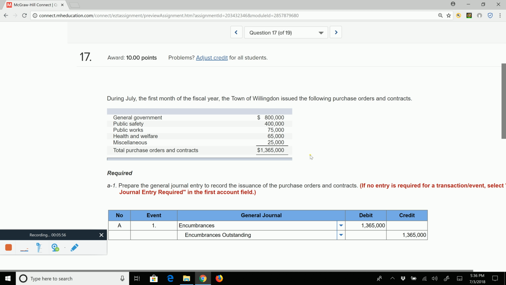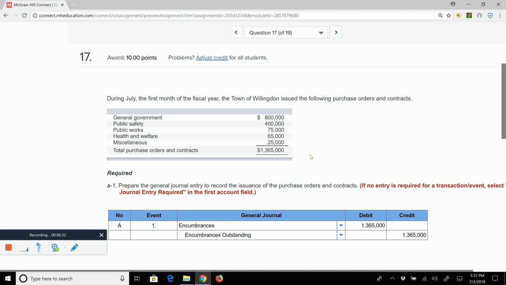And so to refresh your memory, in the for-profit world, whenever we enter into a contract that is not fulfilled right away, but it's just a pending contract, or we issue a purchase order that's been unfulfilled, there is no accounting journal entry at that point in time with accrual accounting. But with budgetary accounting, with modified accrual, using governmental funds, we actually will record a journal entry when we enter into an unfulfilled contract or an unfulfilled purchase order. And that is called the encumbrance journal entry.